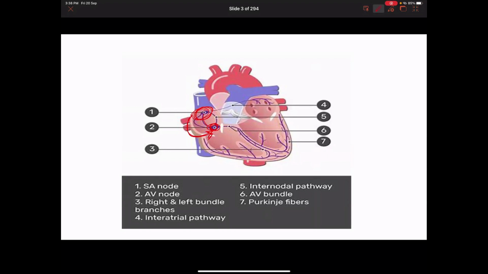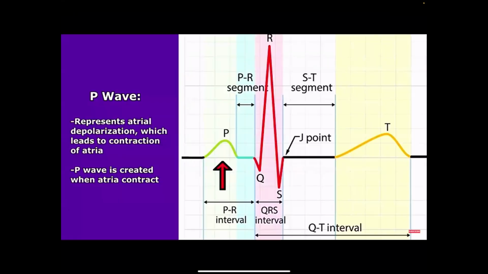Now, after the AV node, it's gonna go to the bundle of His, and then to the right and left bundle branches, okay, and then to the Purkinje fibers to supply the myocardium. This is in general the basic conduction system of the heart. Now, this conduction system can be translated onto a paper through the ECG or electrocardiogram. This is the basic picture that you get.